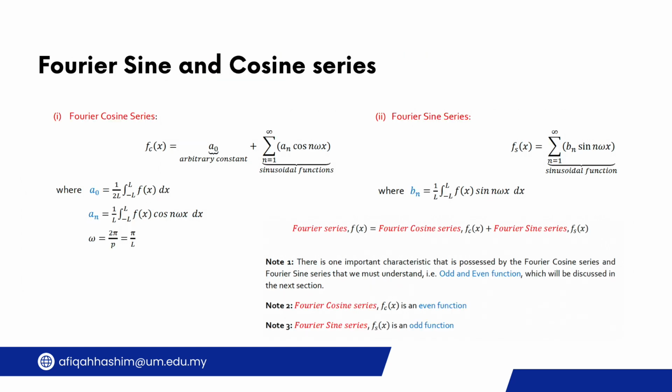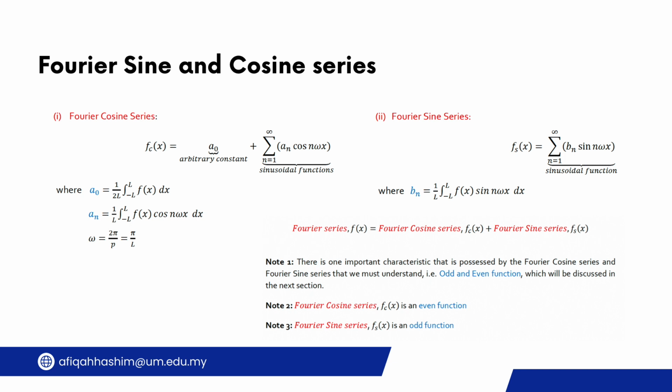Alright, now let us look at the Fourier sine and cosine series. For the Fourier cosine series, you just need to find the value of the arbitrary constant A sub naught, and also the coefficient A sub n. This is the case where the signal or the function is an even function.